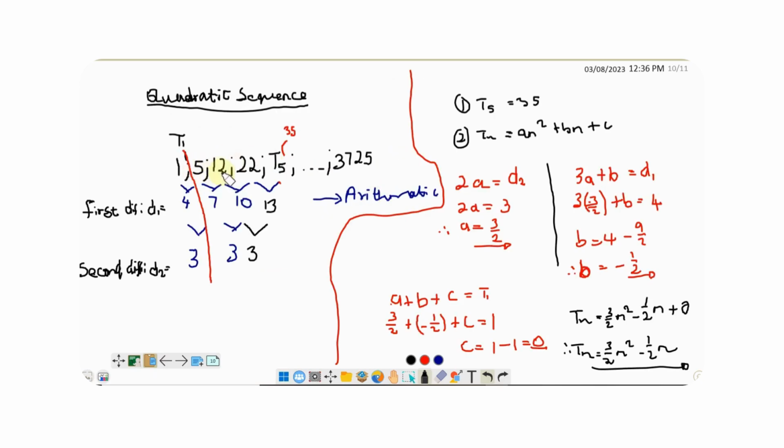There we go. T2 is 12, therefore you know that the formula is correct. If they say find n, the term number for a given value, say 3725, they give you the value of a term but ask what the term number is for that value, then you have to solve for it.